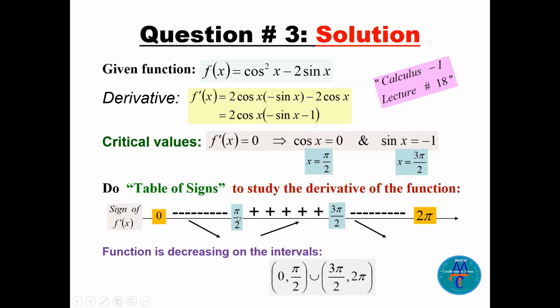I can choose from pi over 2 to 3 pi over 2 an angle pi. So it will be cosine pi. Here we have sine of pi. So all of this will be positive. So the function f is now increasing.